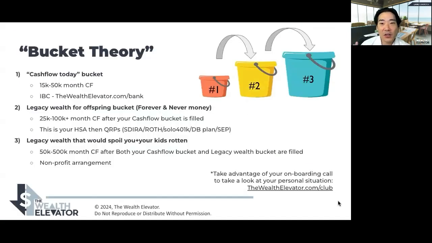The last major concept I want to cover here is this bucket theory. Now, I talked a little bit about this in the retirement section. I'm not a huge fan of retirement plans or qualified retirement plans. Again, what are qualified retirement plans, QRPs for short, which we'll refer to? We're talking about self-directed IRAs, Roth IRAs, solo 401ks, DB plans, SEPs, TSPs, all those. We're just going to refer to them all quickly as qualified retirement plans, QRPs.